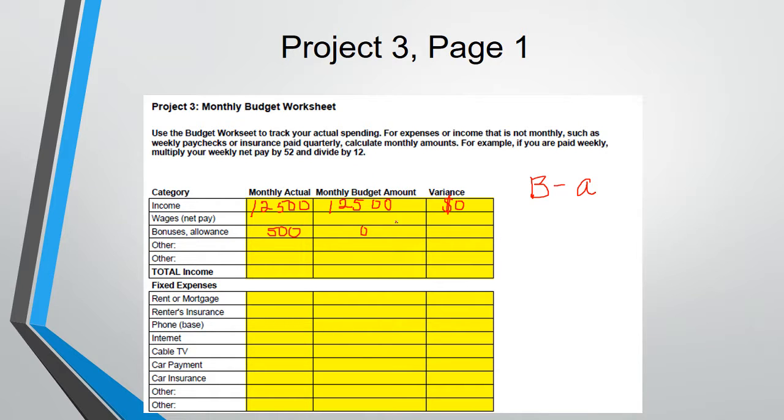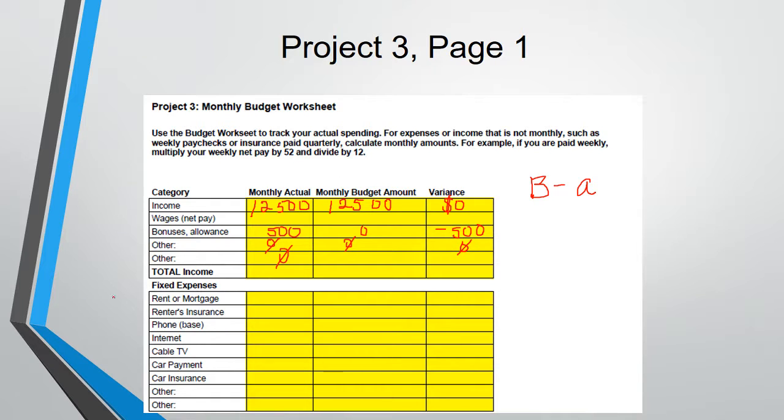So if you write 0 here, your variance, you have to do budget minus actual again. So in this case, it would be negative 500. So if you don't have a certain pay, you want to write 0. Just put 0 and then 0. All right.